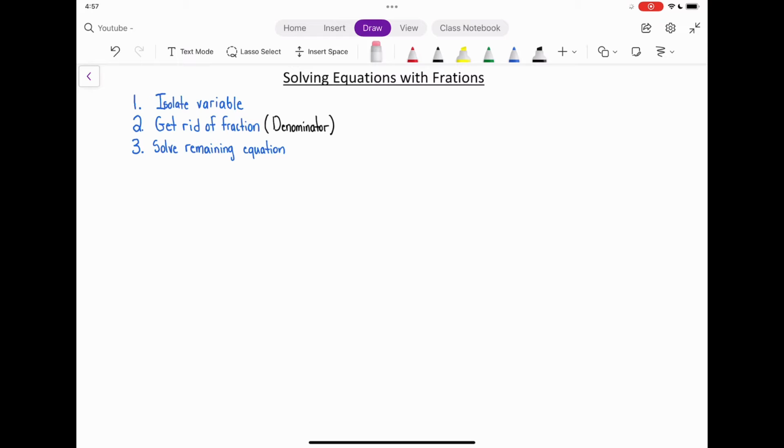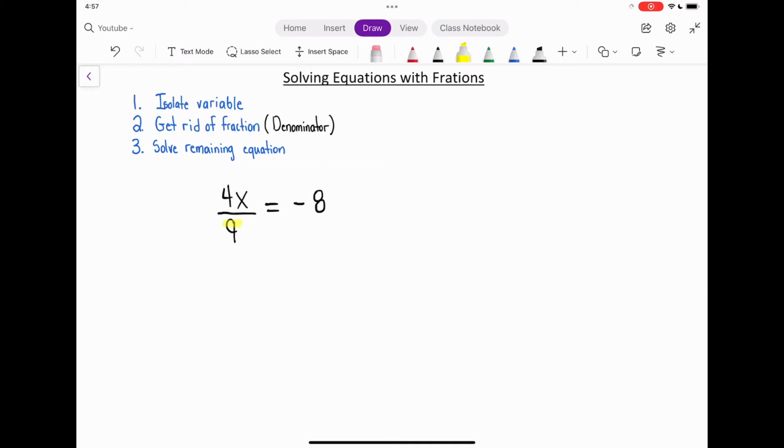Peters. Today we're going to be talking about solving equations with fractions. So when we have an equation with a fraction, there are different ways we could solve it, but today we're going to focus on getting rid of the denominator, right?